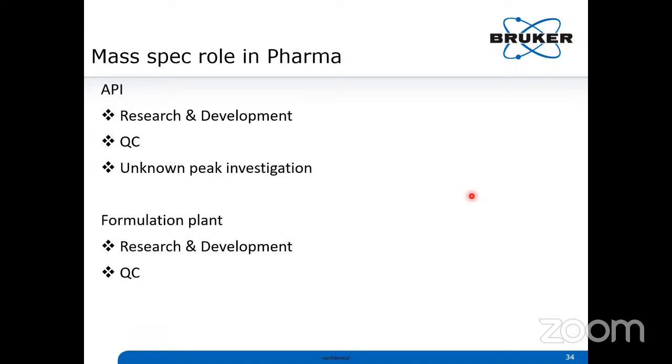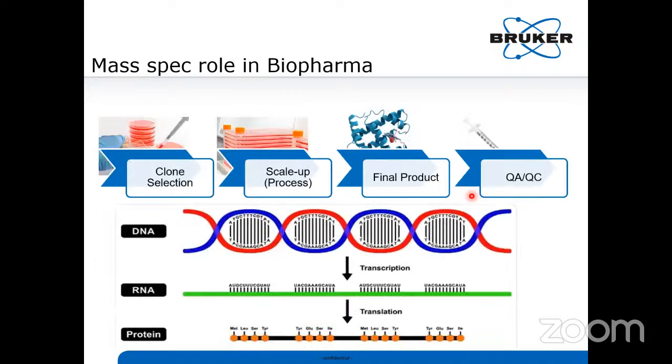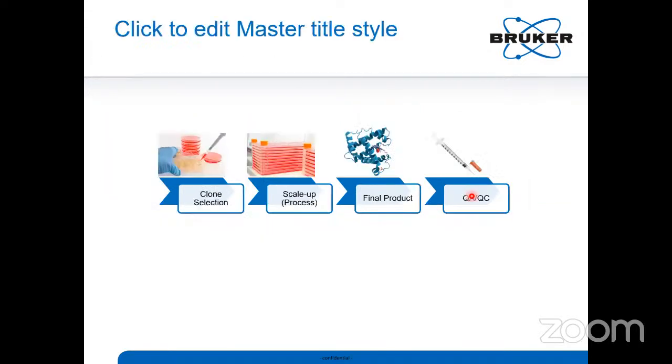If you come to biopharma, I hope you already know the central dogma, from DNA to RNA, RNA to protein, where you will produce your proteins. So when I am saying clone selection, here we will have different cultivations, bacterial cultivations, and tissue cultivations also. So where will our mass spec sit in biopharma?